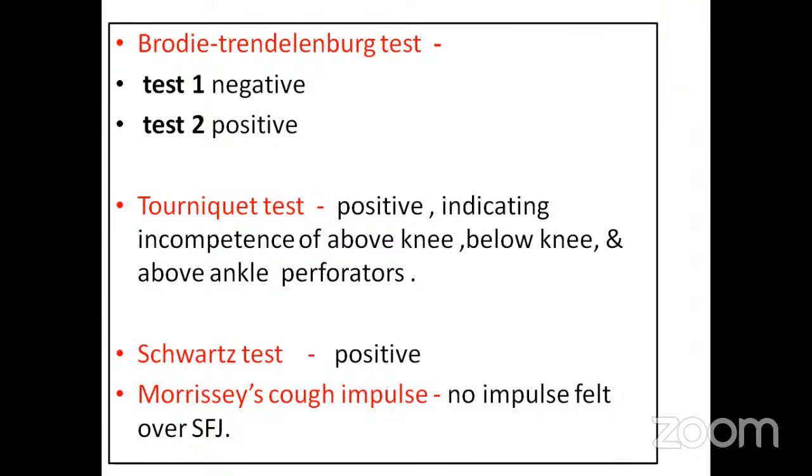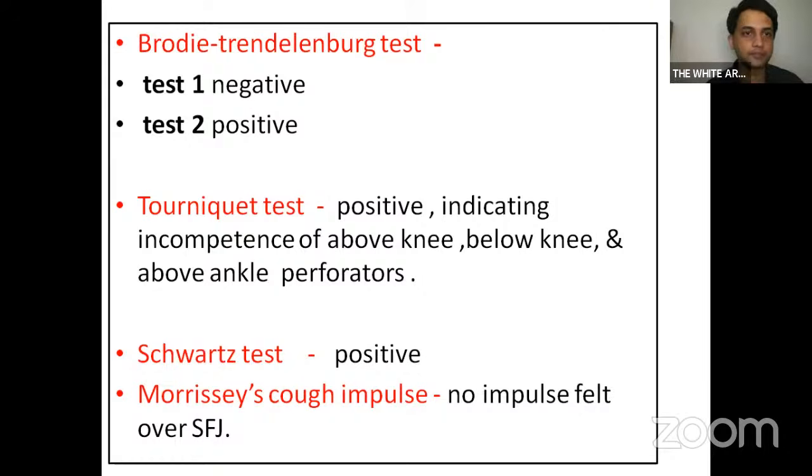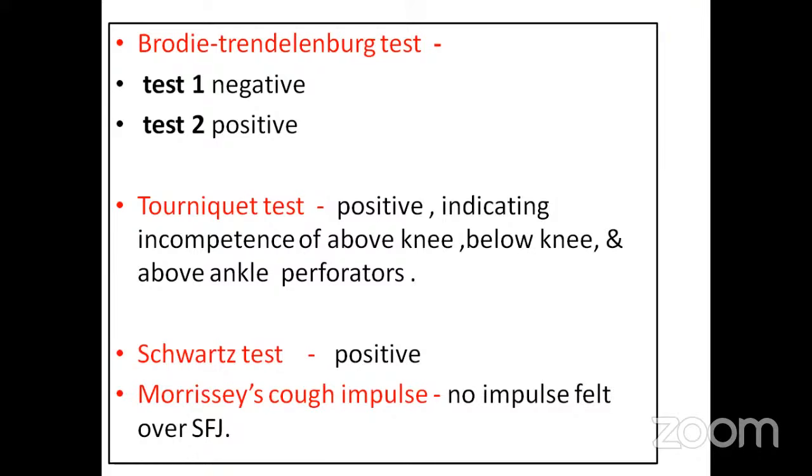Test one we do to check the incompetence of the saphenofemoral junction, the saphenofemoral valve, sir. In this, we place the patient in supine position, empty the vein, and then press at the saphenofemoral junction, or we can use a tourniquet. Then we ask the patient to stand up quickly and release the pressure. If there is very quick filling of blood from above, then it is an incompetent saphenofemoral valve. But it was negative.